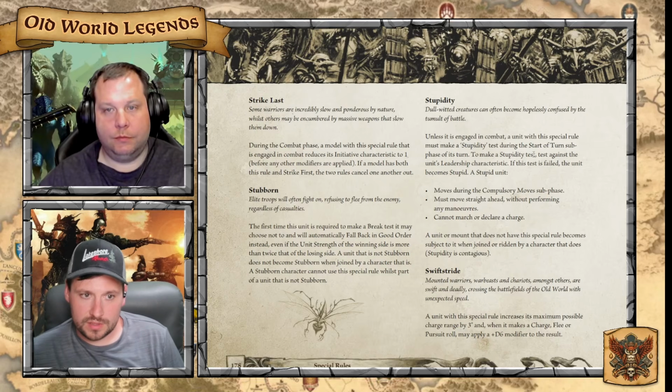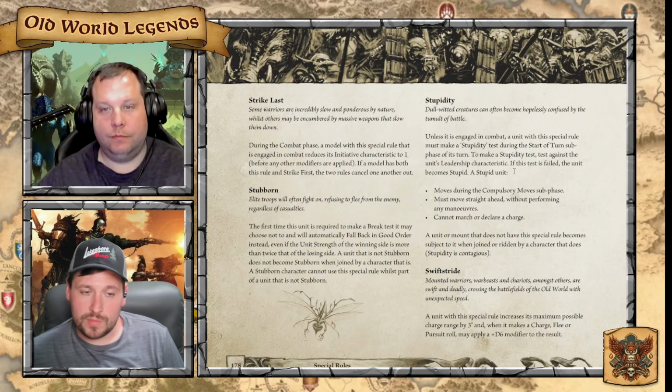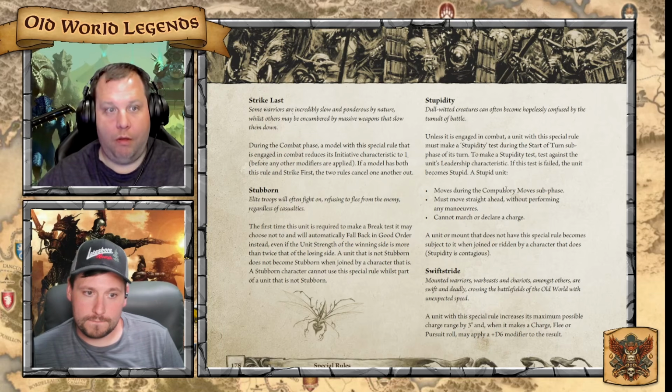It's a leadership test. You can use inspiring presence from your general or a character who joins the unit. And if you fail this test, the FAQ dramatically changed this and says you cannot move. You only hold against charges and you can't cast spells. Your unit basically just does absolutely nothing for that whole turn. It just sits there and drools and does nothing else.